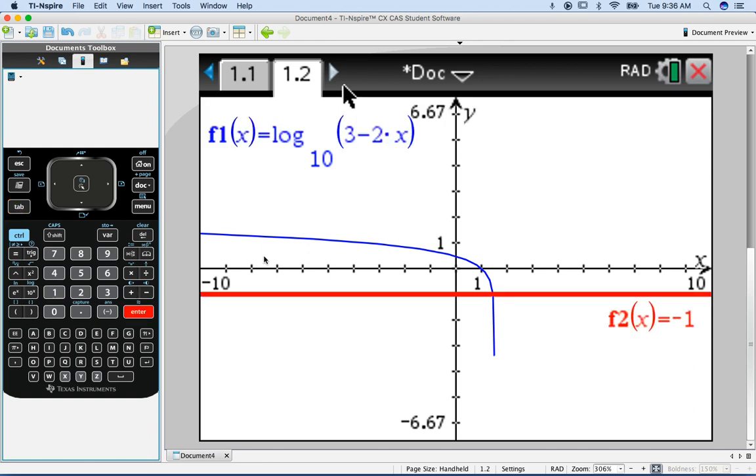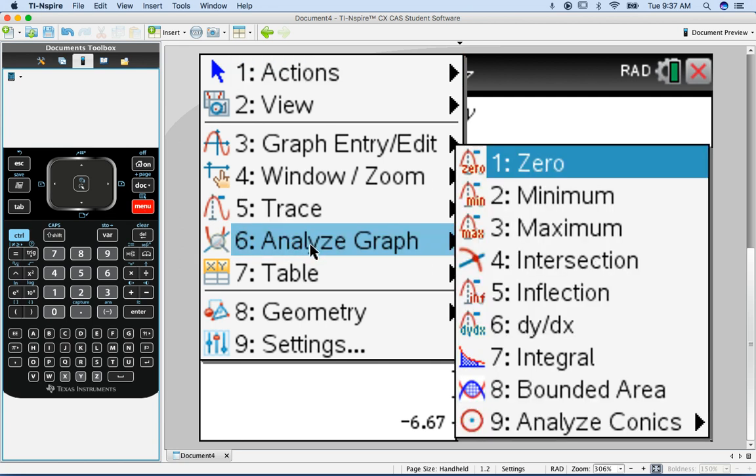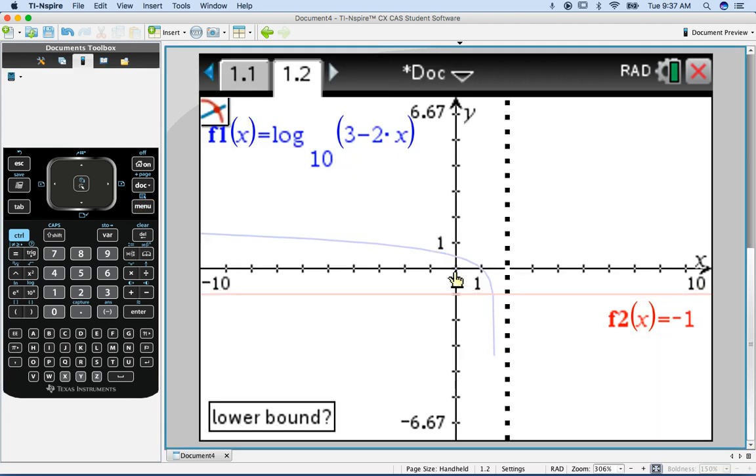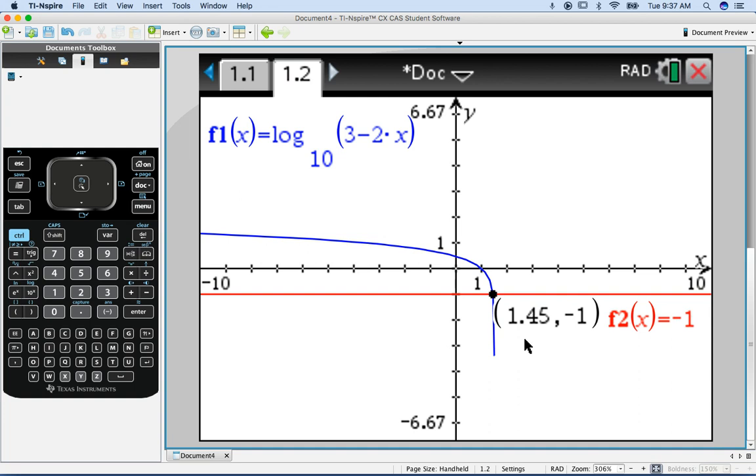Okay? And now all I want to see is when are these two graphs equal? So I'll say menu, and you notice we did not have to zoom, we didn't have to edit the window. This one was a lot easier than the example problem that we worked out on the other video. But again, they're not always going to be this easy. So we'll analyze the graph, we'll do the intersection, the left bound, drag to the right, and sure enough, there's my answer. 1.45 is going to be that answer.